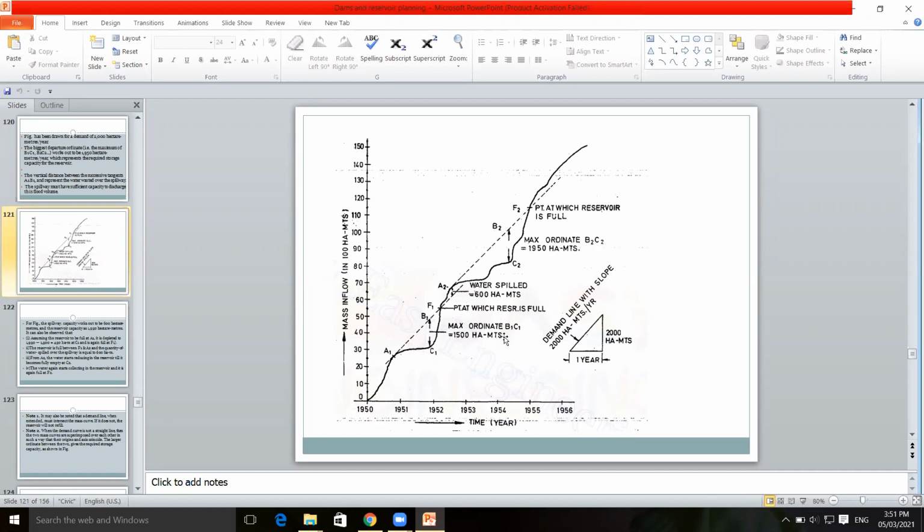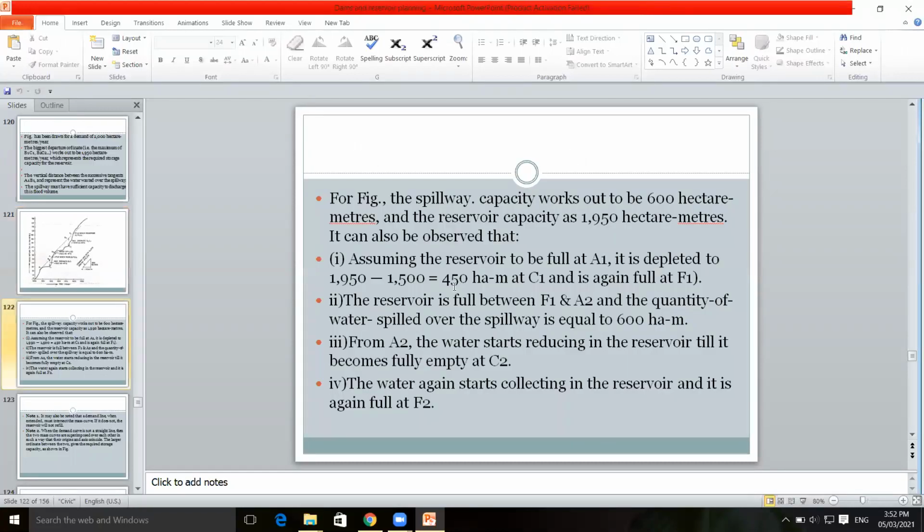It is given that the maximum ordinate B1 C1 is 1500 hectare meters, and the maximum ordinate B2 C2 is 1950 hectare meters. This is the required storage capacity. The water spilled over the spillway is 600 hectare meters, as shown here. From the figure, spillway capacity works out to be 600 hectare meters and reservoir capacity 1950 hectare meters.